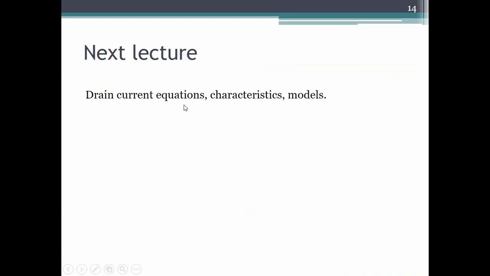Okay, this is it. This is a short lecture on threshold voltage. Next lecture we will talk about the current voltage characteristics and models for the MOSFET.